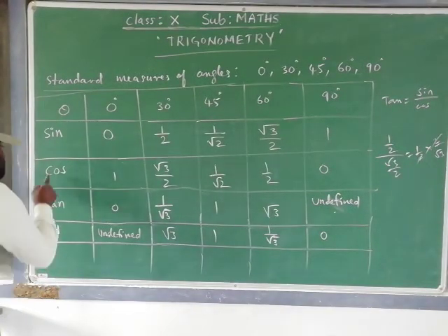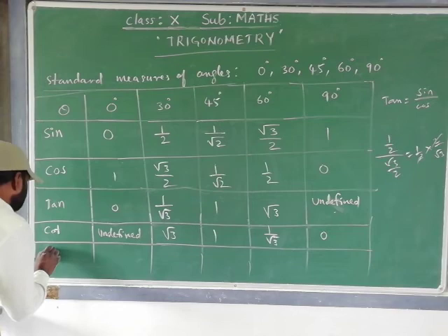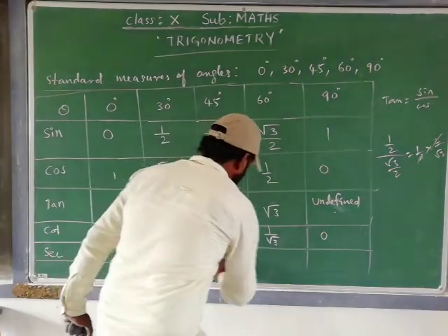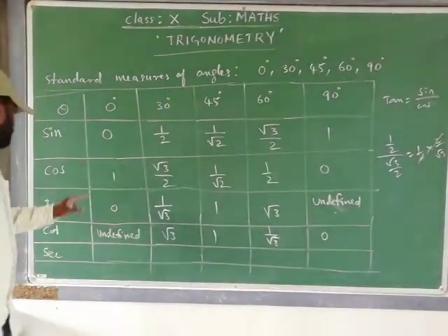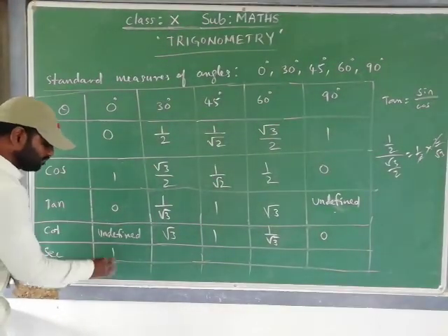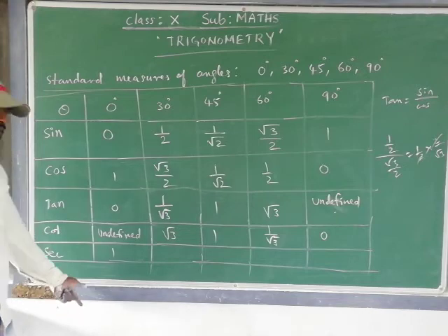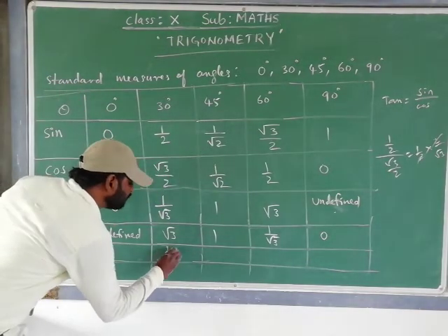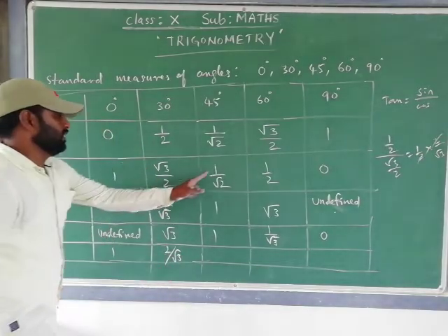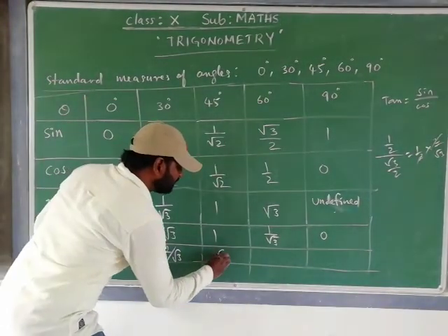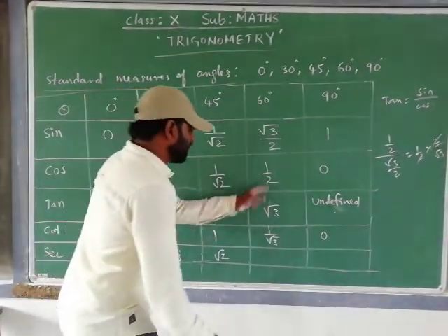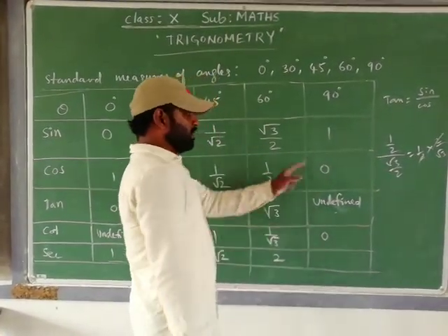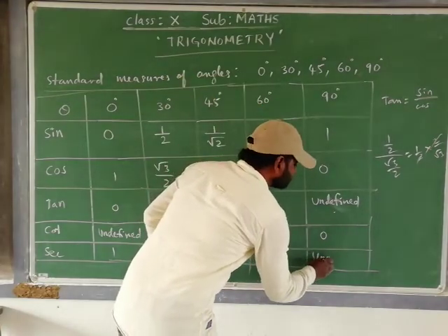Next, after cot, the reciprocal of cos is what? Sec. So 1 by 1 is 1 only. 1 by root 3 by 2 means its reciprocal, 2 by root 3. This 1 by root 2 will become root 2 by 1. This 1 by 2 will become 2. This will become 0, and its reciprocal is what? Undefined.